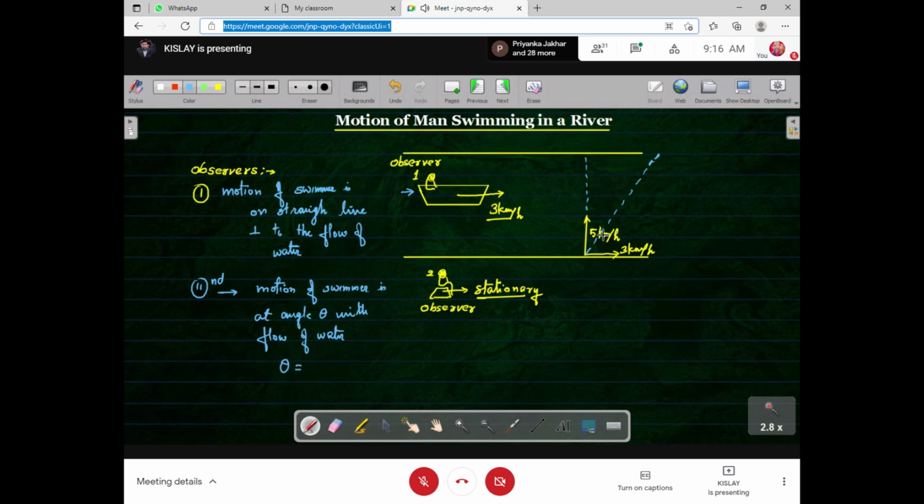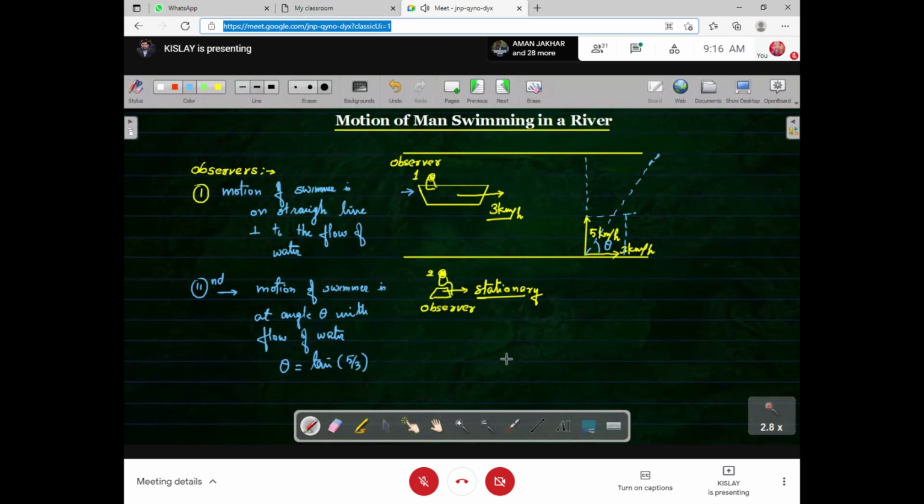See, this is the theta, and this is 5. If we draw the triangle here, this will be 5 and this will be 3. Means theta is tan inverse 5/3 with the flow of river. Is it clear, bete? Yes, sir.